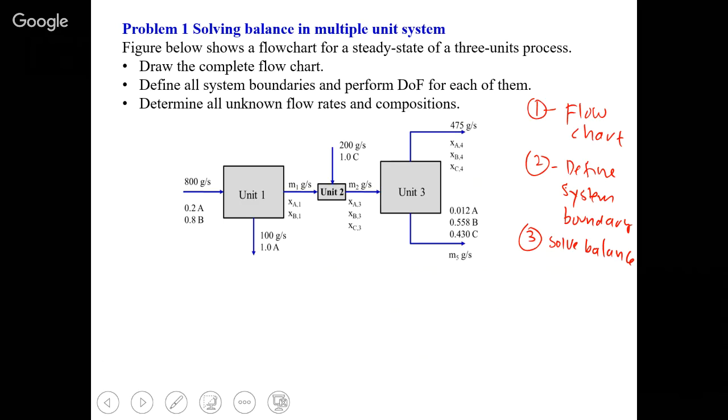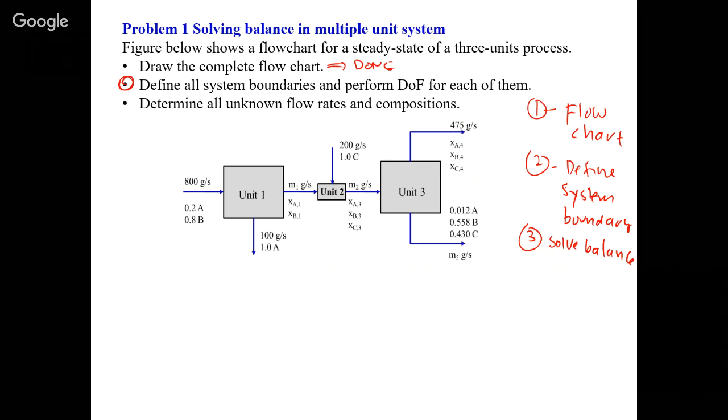So you're given this problem. This problem has completed step number 1: unit 1, unit 2, unit 3. The next step is to define the system boundary and analyze the DOF for each boundary. Okay, now we are working on the second step.